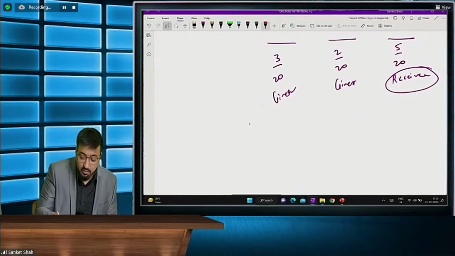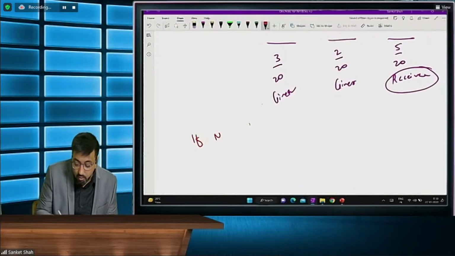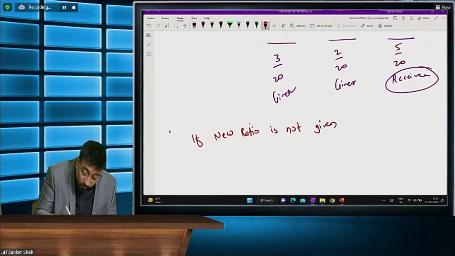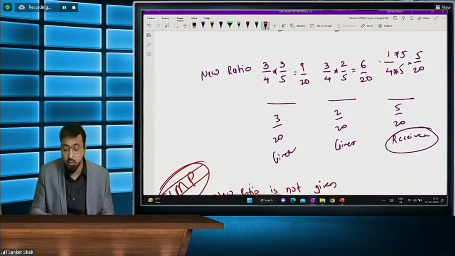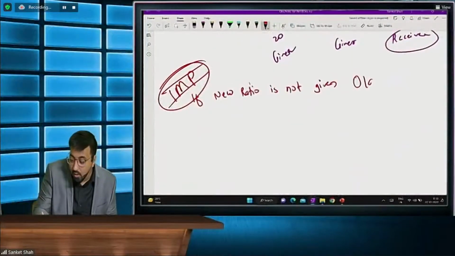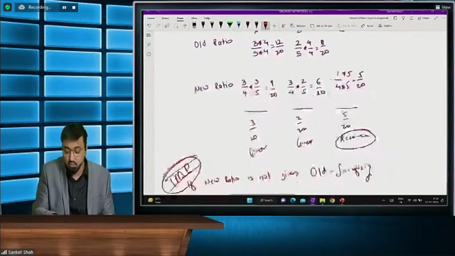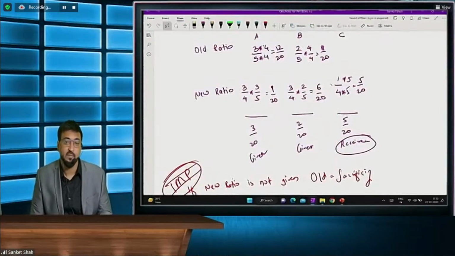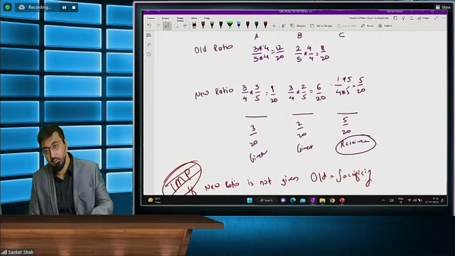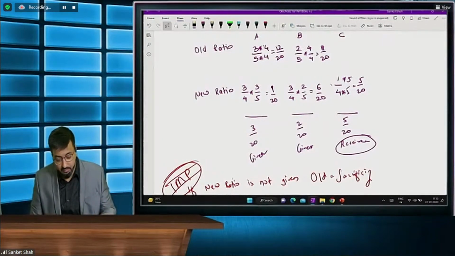Look at the old ratio. If nothing is given, what do you have to write in red pen? If new ratio is not given, now this is a very, very important line: if new ratio is not given, then old is equal to sacrificing. Old is equal to sacrificing. Write it down. Writing over? Tell me in the comment section.